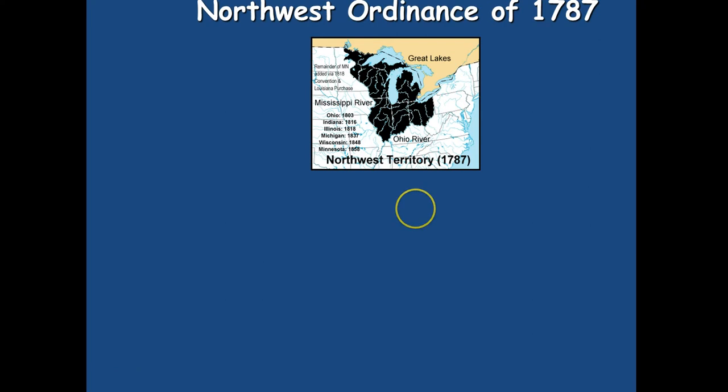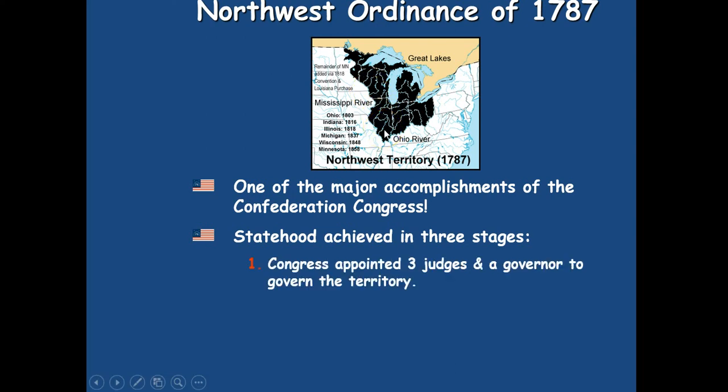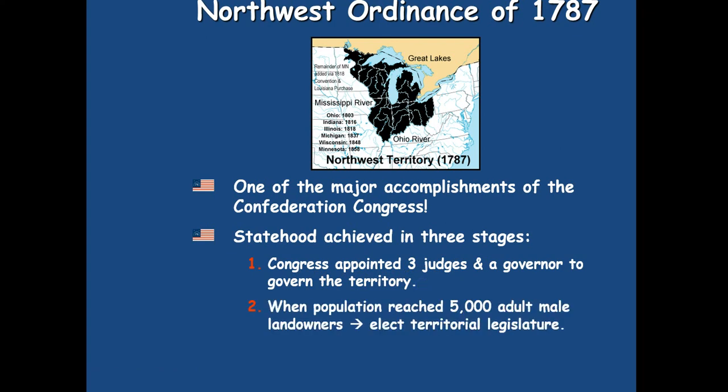In 1787, you have what's called the Northwest Ordinance relating to this area called the Northwest Territory. One of the major accomplishments of the Confederation Congress, and what they decided is once enough people move into these areas, you have statehood that's achieved in 3 stages. Number 1, Congress is going to appoint 3 judges and a governor to govern the territory. Okay. Secondly, when the population reaches 5,000 adult male landowners, they're allowed to elect a territorial legislature.